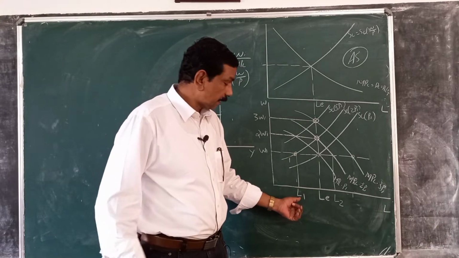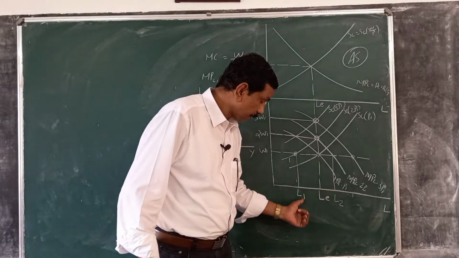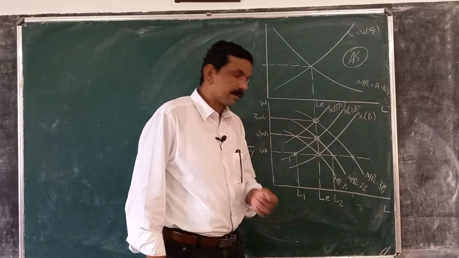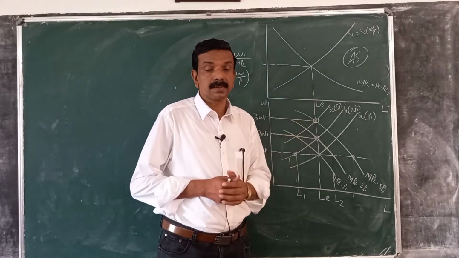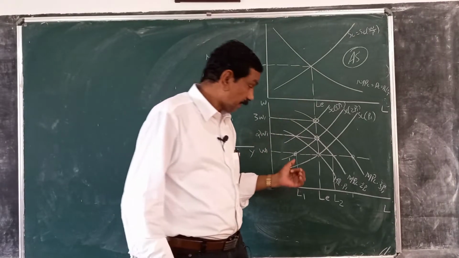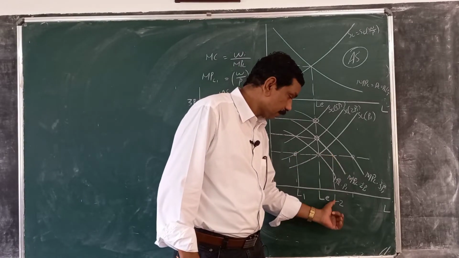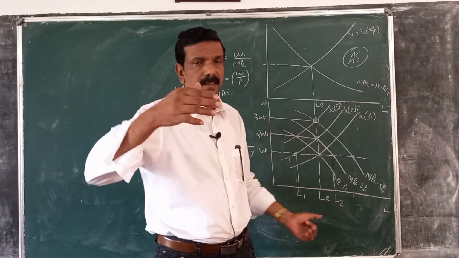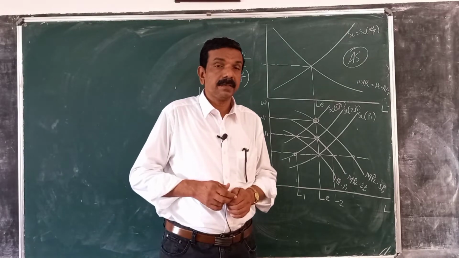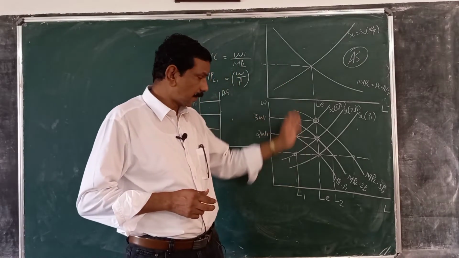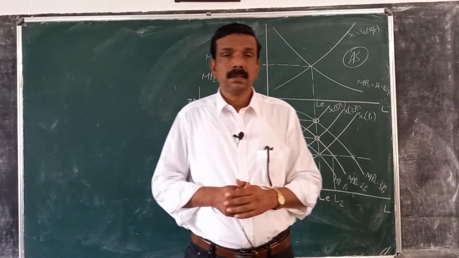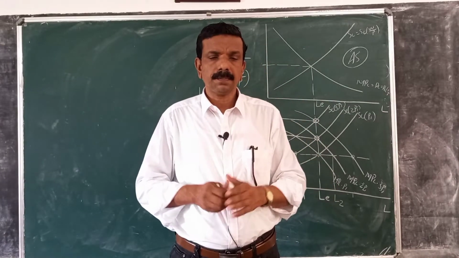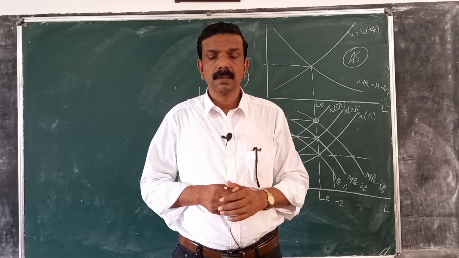So, there is an excess supply of labor given by L1, L2, and as a result, money wages will increase. There is a demand for labor, and as there is an excess demand for labor, money wage will rise. In the classical model, money wage is assumed to be perfectly flexible. The process is something like this.